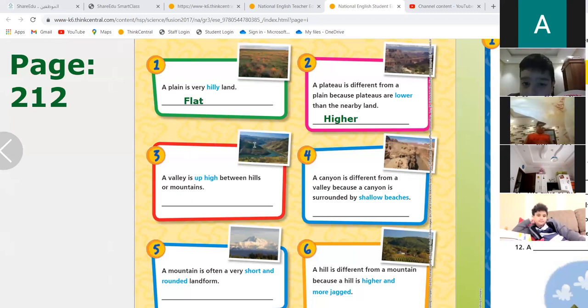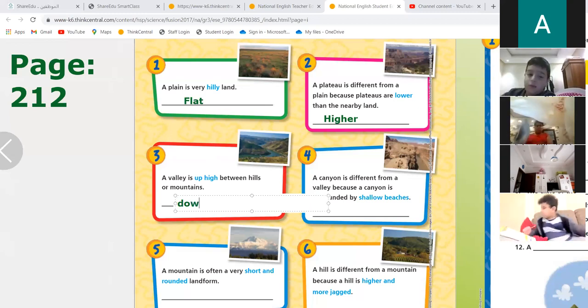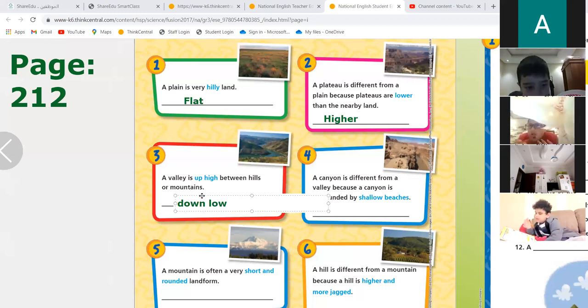Umar, can you do number three? A valley is up high between hills or mountains. So up high is wrong. What can you say instead? Down low. Excellent. Bravo. I'm so proud of you, grade three boys. This is easy.